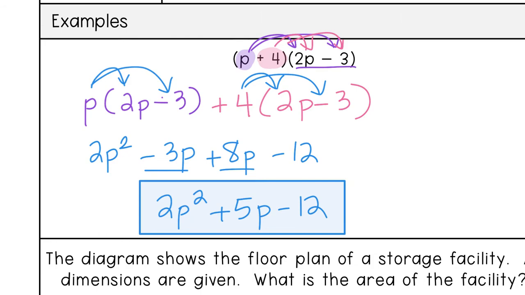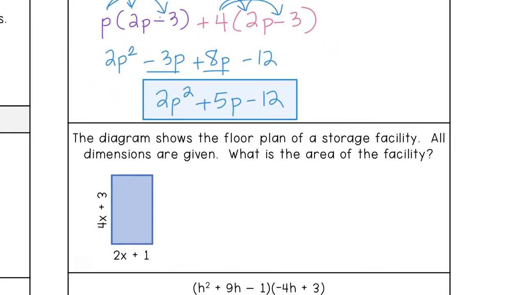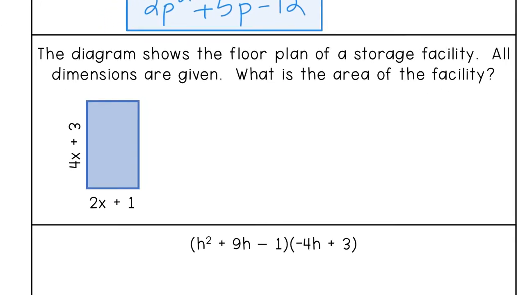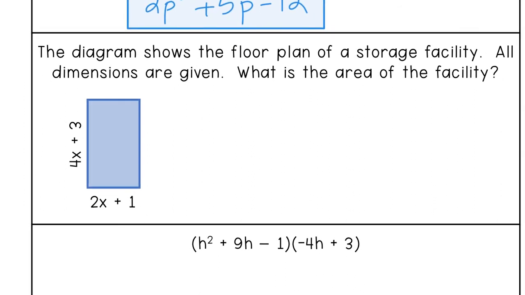Okay, let's look at the next one. So sometimes when you're multiplying, they might give you a word problem like this. It says the diagram shows the floor plan of a storage facility. All dimensions are given. What is the area of the facility? So you can see our picture, it's a rectangle. And we know that area is length times width. So what they want us to do is multiply those two binomials. So I would have 2x plus 1 times 4x plus 3.